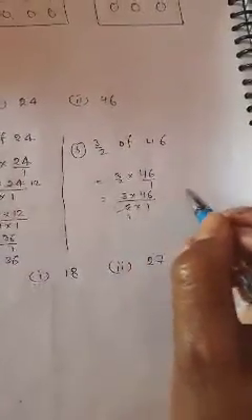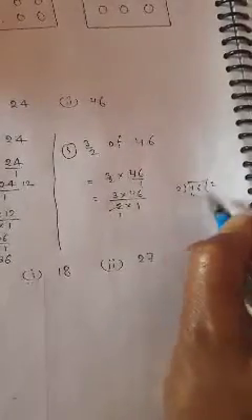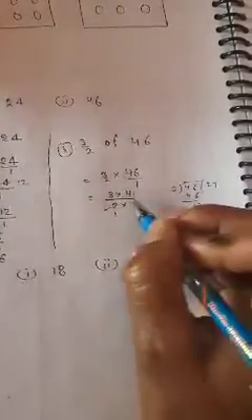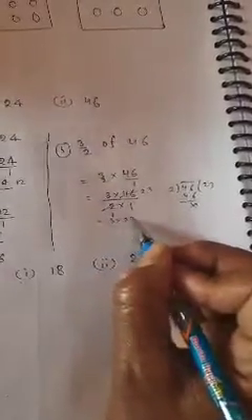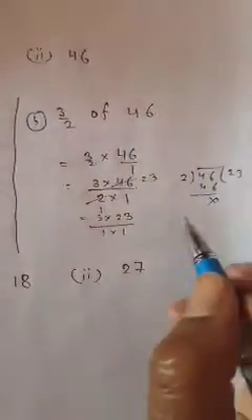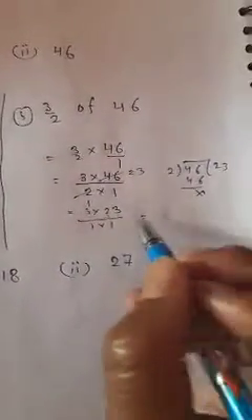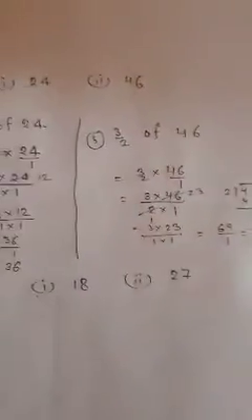So 2 ones are 2. And if we divide 46 by 2, we get 2 twos are 4 and 2 threes are 6, so 23. Now in the numerator we have 3 and 23, and in the denominator we have 1 into 1. So 23 threes are 69 upon 1. So the answer is 69.